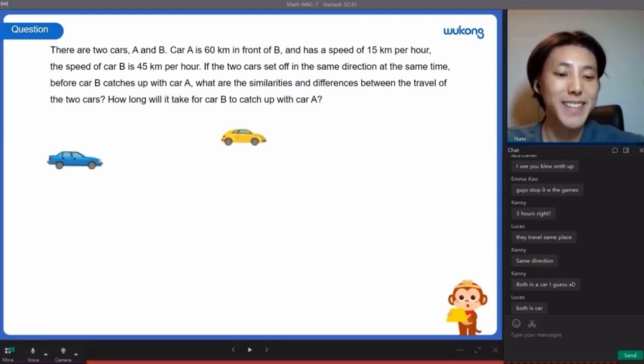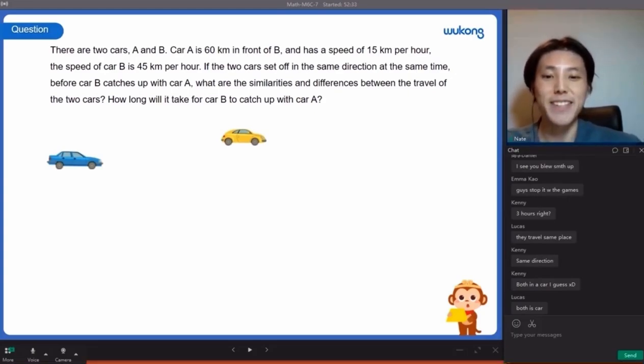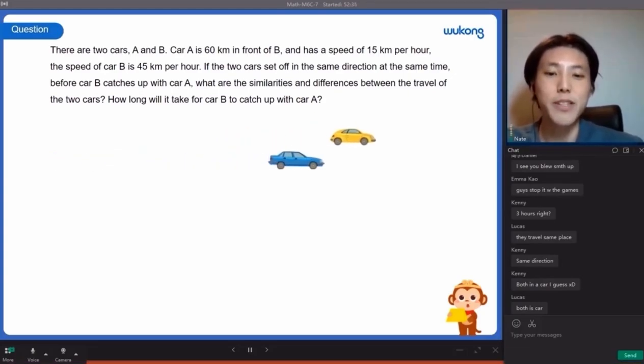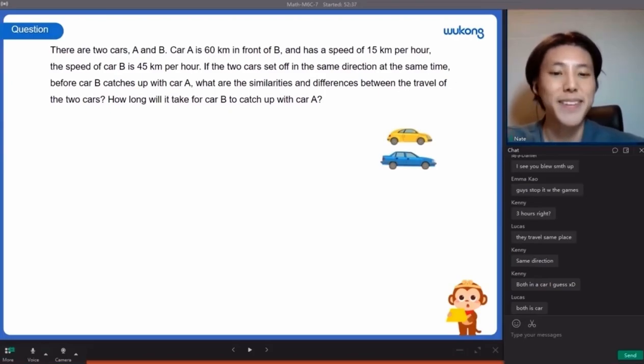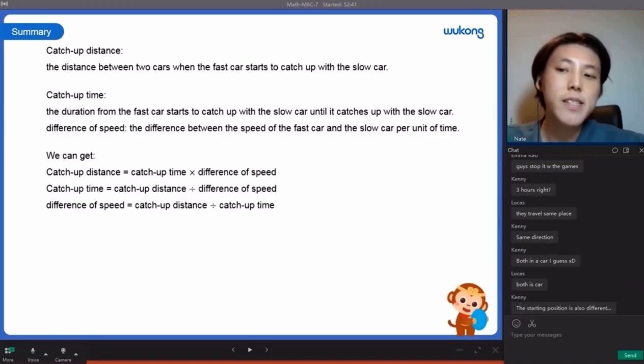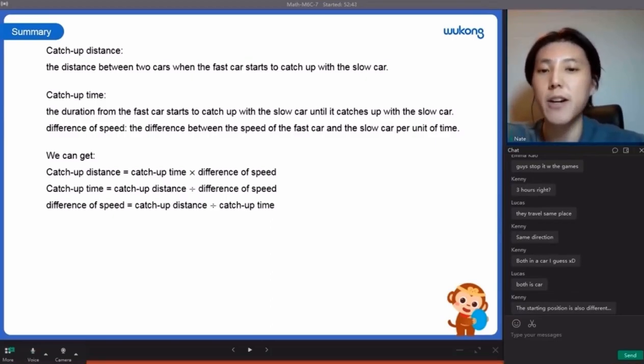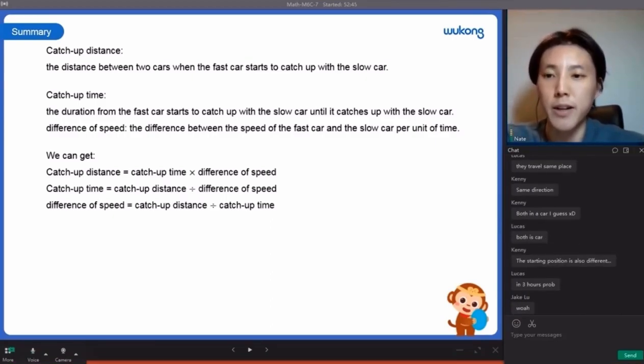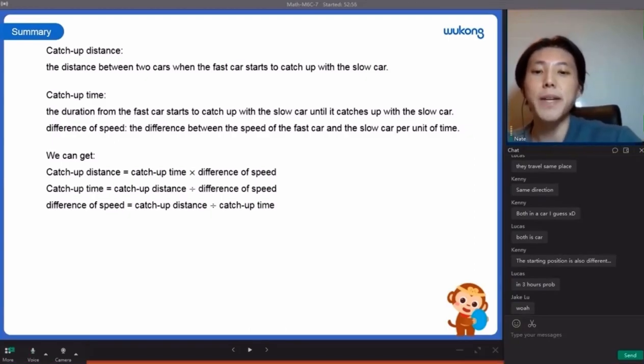Okay, so let's take a look at the animation. This is what's going to happen in the end. The catch-up distance is the distance between two cars when the fast car starts to catch up with the slow car. The catch-up time is the duration from when the fast car starts to catch up with the slow car until it catches up with the slow car. The difference of speed is the difference between the speed of the fast car and the slow car per unit of time.